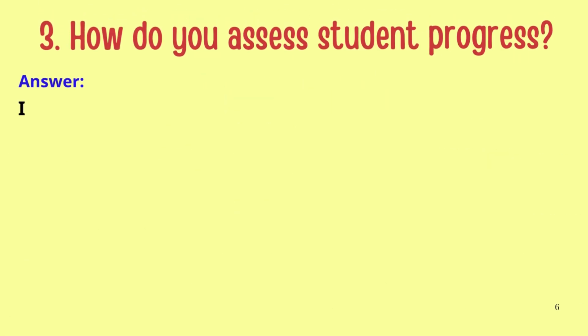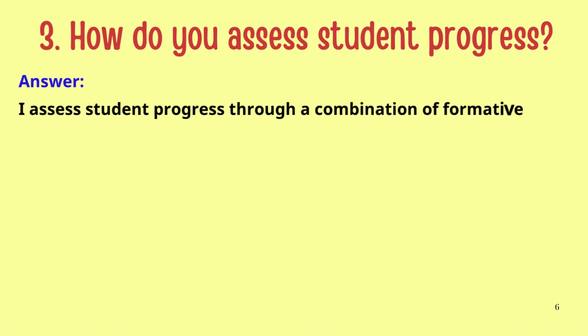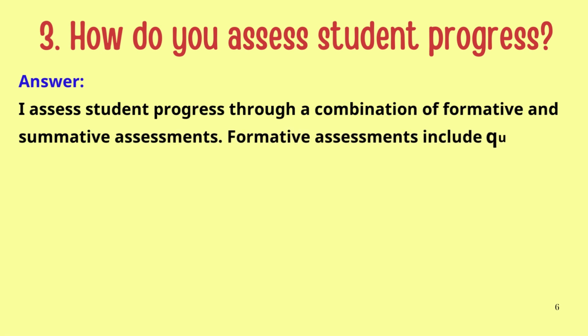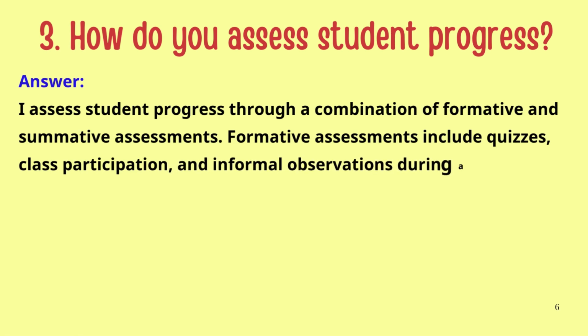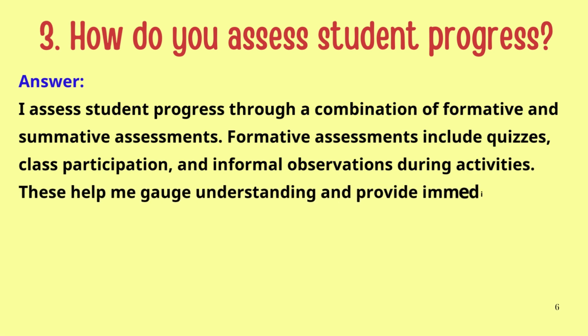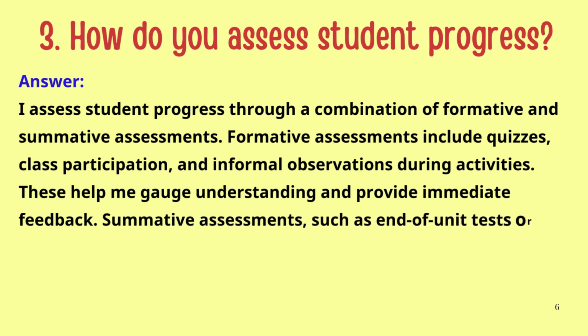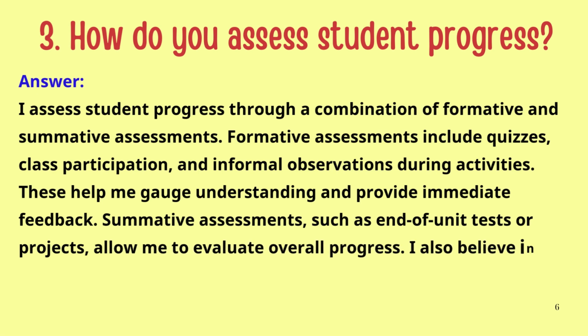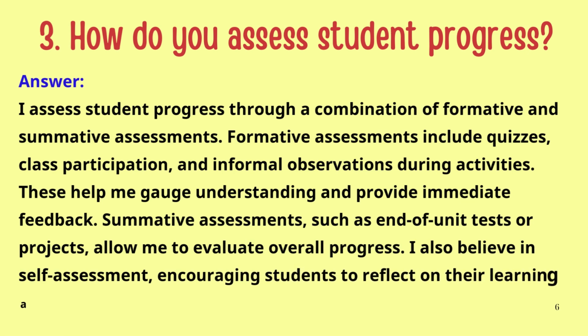How do you assess student progress? I assess student progress through a combination of formative and summative assessments. Formative assessments include quizzes, class participation, and informal observations during activities. These help me gauge understanding and provide immediate feedback. Summative assessments, such as end-of-unit tests or projects, allow me to evaluate overall progress. I also believe in self-assessment, encouraging students to reflect on their learning and set personal goals for improvement.